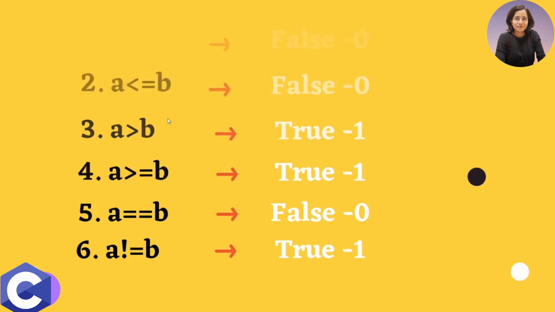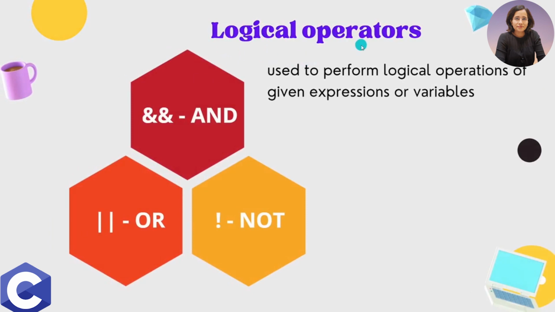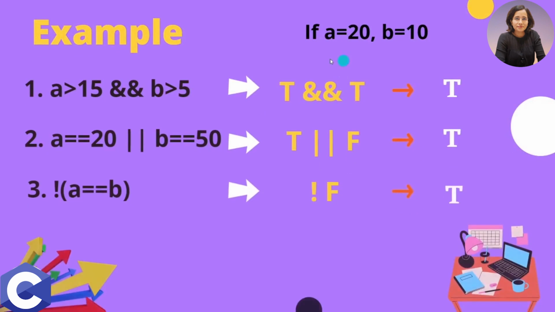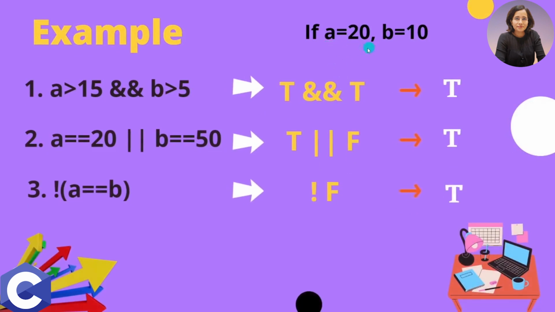Next set of operators, there are 3 logical operators which perform logical operations. When we have to combine 2 or more relational expressions, we use a logical operator. So let's understand the concept of logical operators using examples. Consider two values, A is equal to 20, B is equal to 10. So here you can see there are two relational expressions we are combining using the AND operator. So how does the AND operator work? If both the conditions are true, then only we will get the answer true, otherwise false.